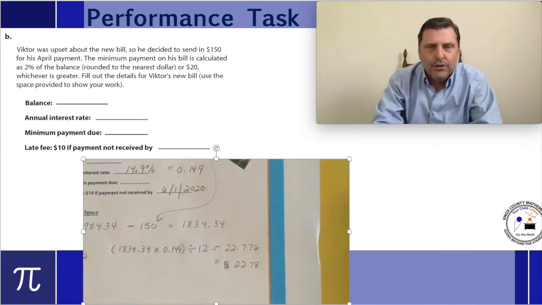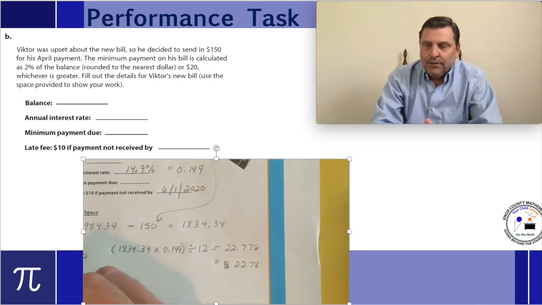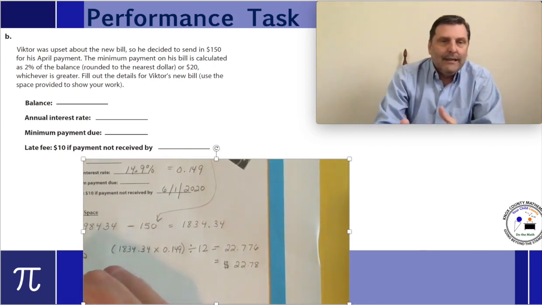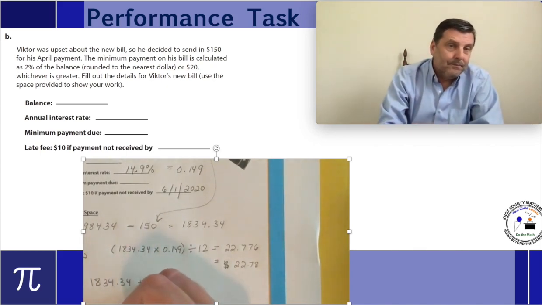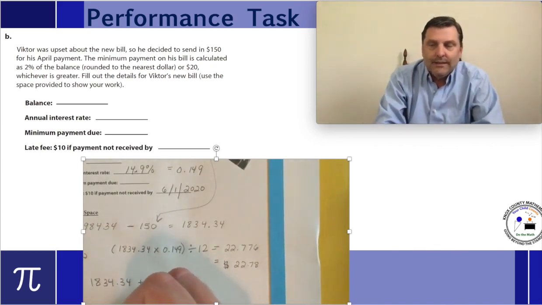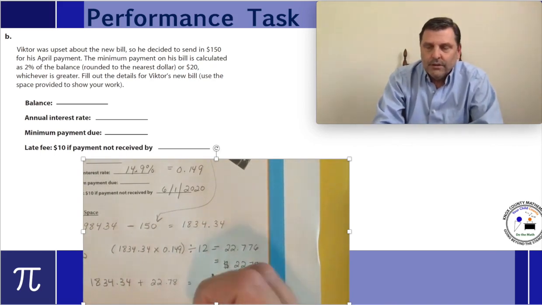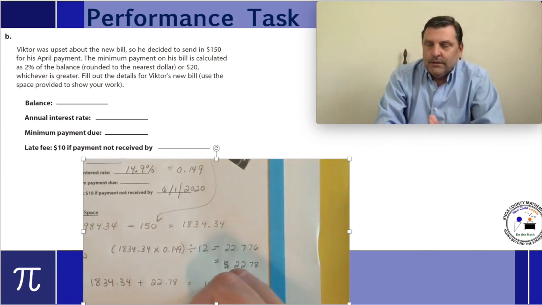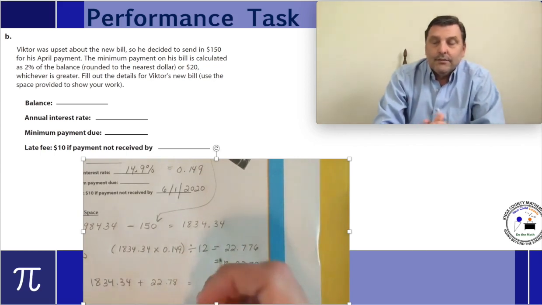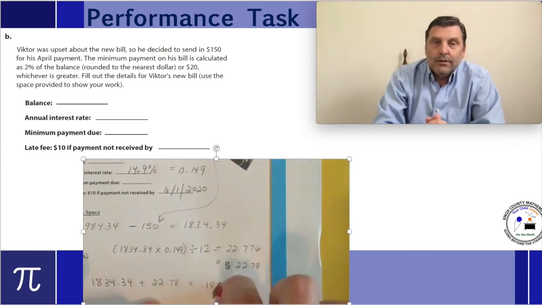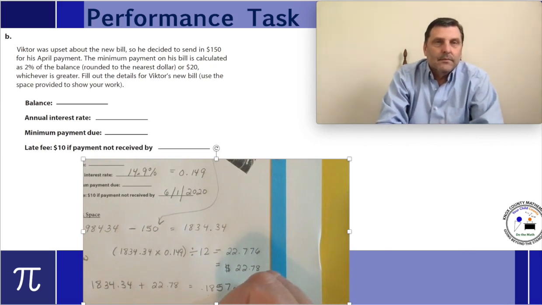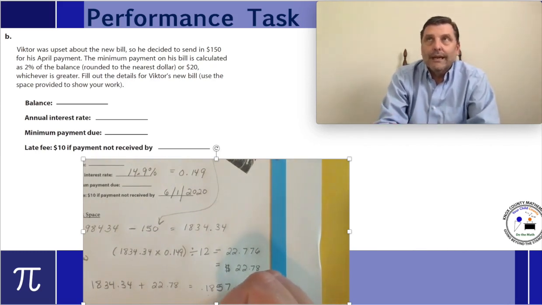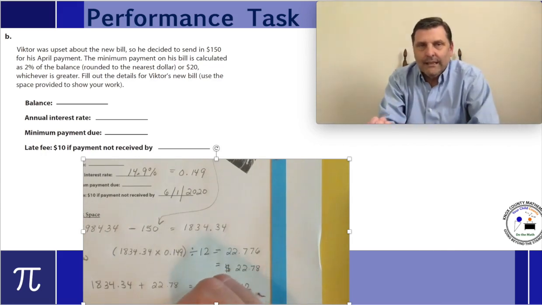So now what's his new balance going to be? His new balance is going to be that $1,834, which we got from taking the 150 away, and then the interest of $22.78. So his new balance, it looks like it's going to be $1,800. Made a little error right there. $1,857.12. That's how we figure out the interest for a credit card. Take away the payment, add the interest rate.